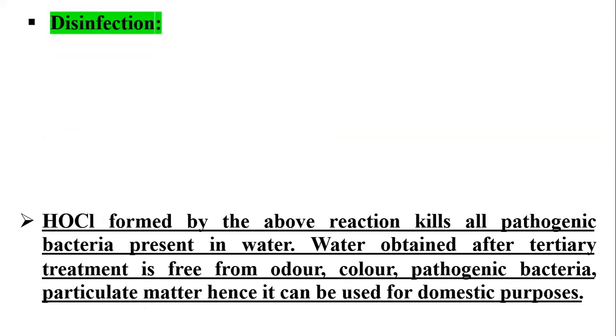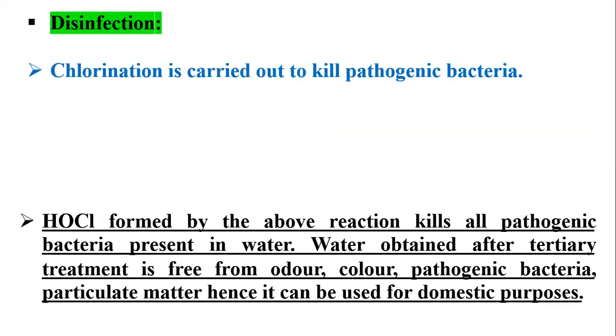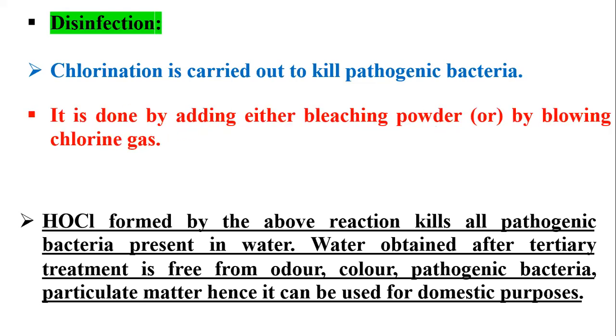Disinfection. Any disease-causing microorganisms can be removed by chlorination. Chlorination is carried out to kill pathogenic bacteria. Every day, or weekly, we generally use bleaching powder. That bleaching powder will release chlorine that will kill the pathogenic microorganisms. It is done by adding either bleaching powder or blowing chlorine gas.